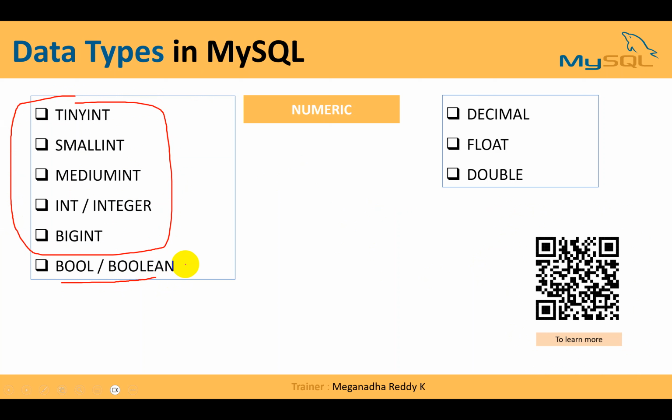Anything else is considered as true. So Boolean. And then we have decimal, float, double. Now let's talk about decimal, float, double. I'll just talk about decimal now.